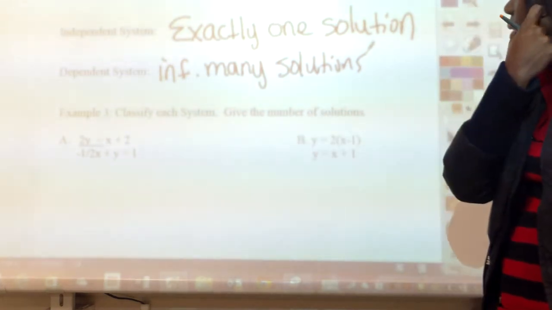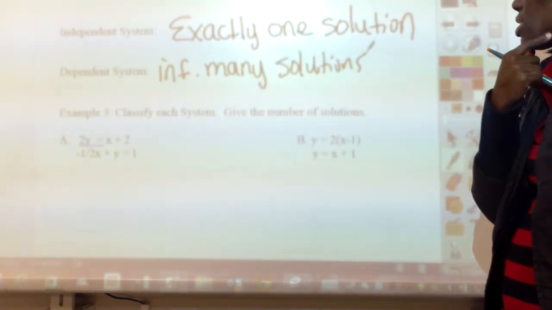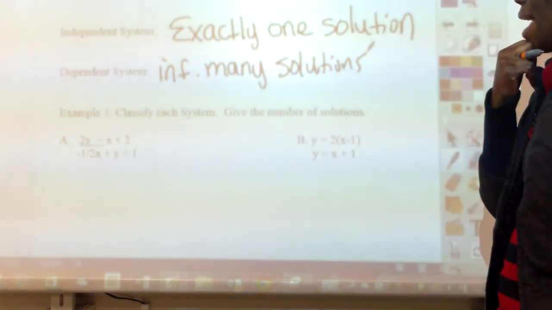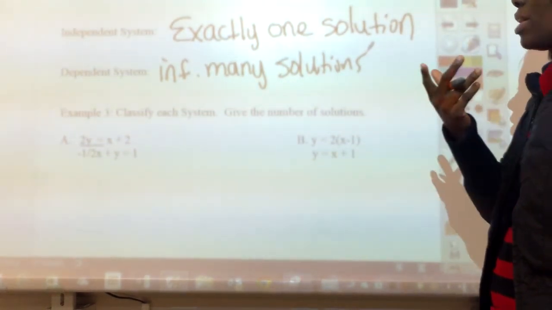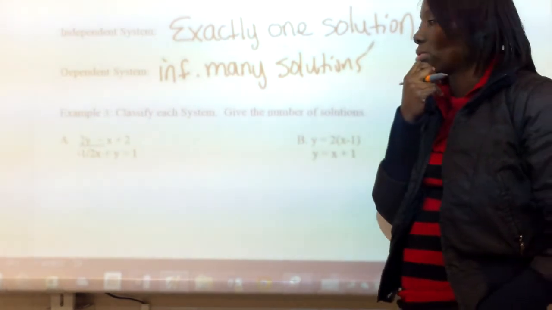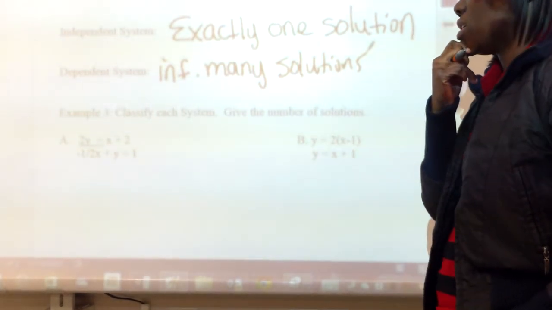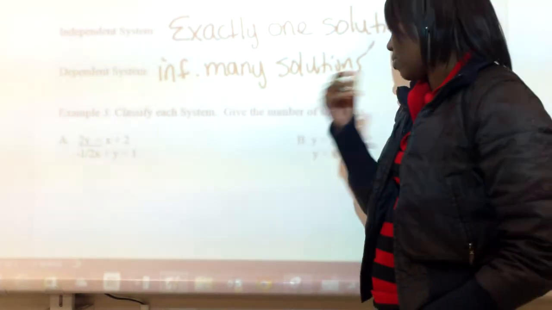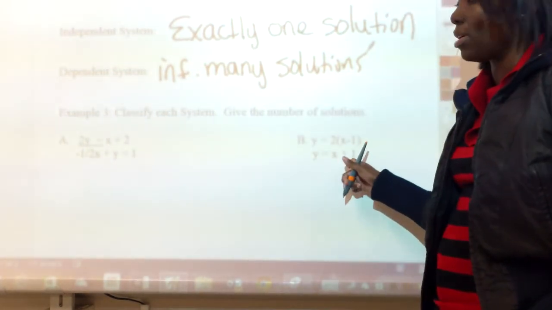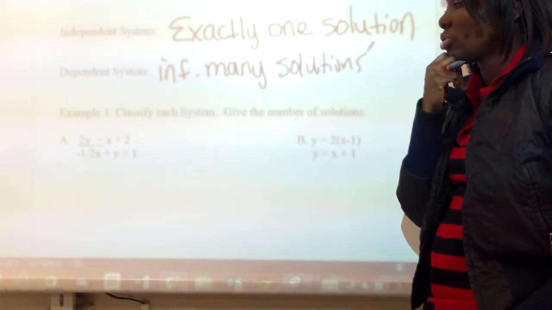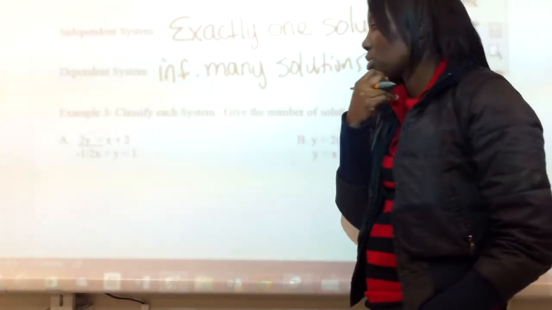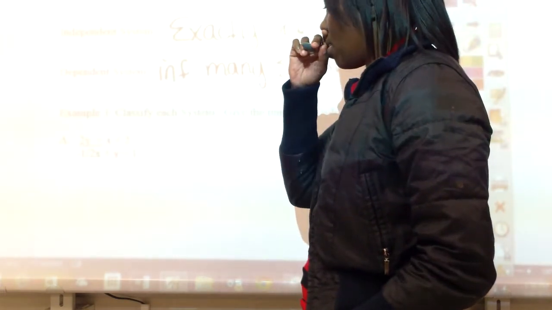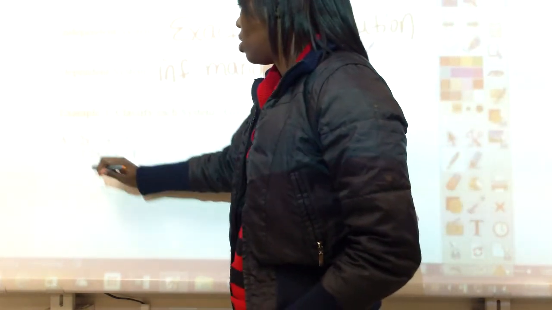So here in example 3 is asking us to classify each system and give the number of solutions that exist. So let's look at A. First thing will be to decide which method you want to use to solve it. I think the easiest one for me, I'm just going to use graphing method for this first. No, graphing method is going to be easier there. So let's do substitution. Get some more practice with substitution. With substitution, have to get y by itself.